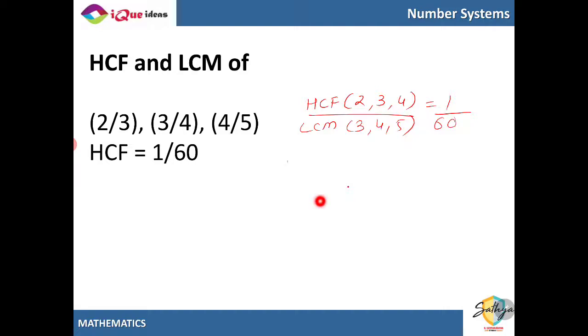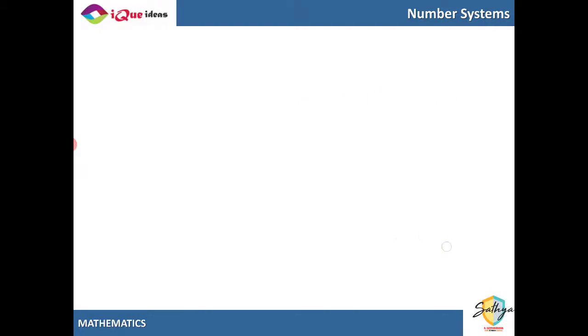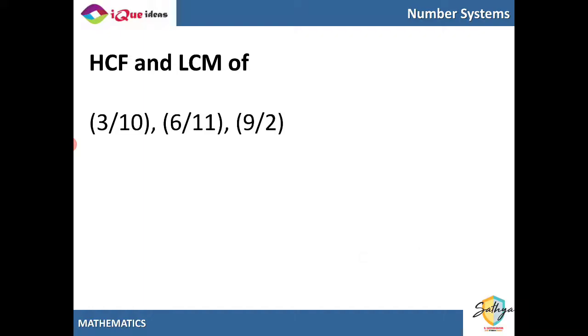To find the LCM of the three numbers, I take the LCM of the numbers on top, that is 2, 3, and 4, and divide it by the HCF of the numbers at the bottom, that is 3, 4, and 5. The LCM of 2, 3, and 4 is 12, and the HCF of 3, 4, and 5 is 1. So the HCF is 1 by 60 and the LCM is 12 by 1. Can you quickly calculate the HCF and LCM of 3 by 10, 6 by 11, and 9 by 2?